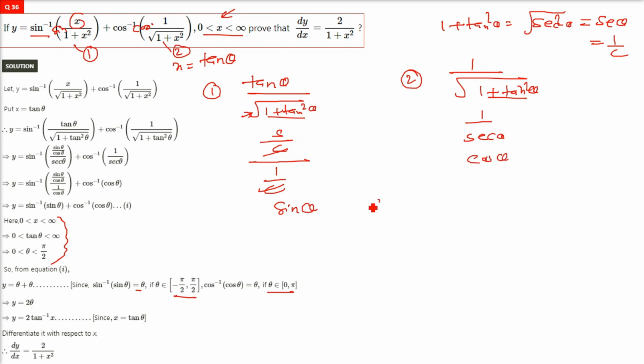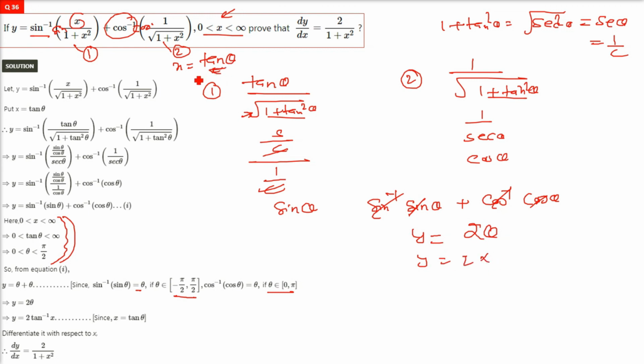So what will be the final thing? Sin inverse sin theta plus cos inverse cos theta. Now if you want to cancel these, you know these steps, and I'm skipping them because you know up till now how to do this. So theta plus theta will remain, which is 2 theta. y is equal to 2 into theta, and theta was tan inverse x. So 2 into tan inverse x. The differentiation of tan inverse x is 1 by 1 plus x square. So dy by dx is equal to 2 by 1 plus x square, which is your final answer here.